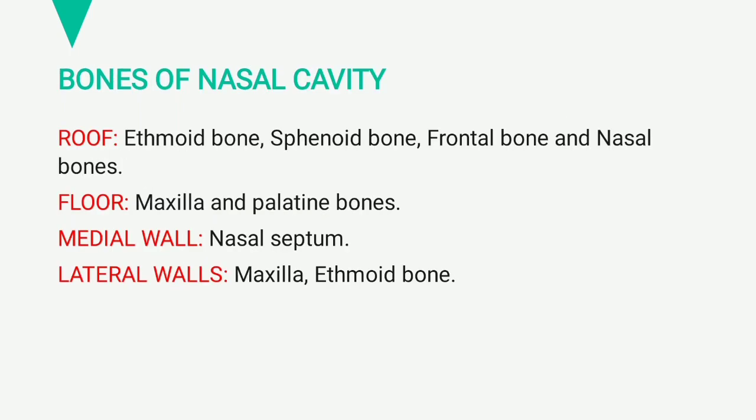Bones of nasal cavity. On the roof, there are ethmoid bone, sphenoid bone, frontal bone, and nasal bones. Floor consists of maxilla and palatine bones. Medial wall is made up of nasal septum, and lateral walls include maxilla and ethmoid bone.